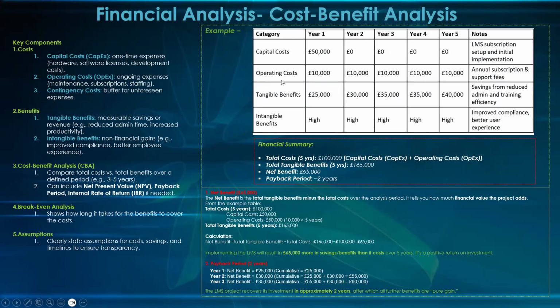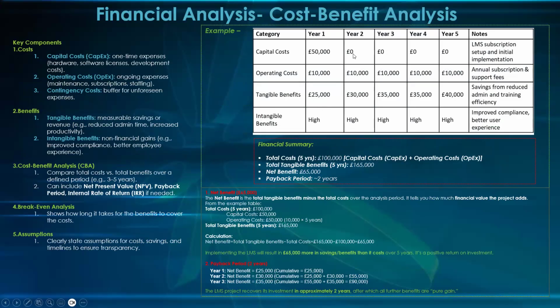We now have an operating cost of 10 grand within that first year, then tangible benefits. Within that year, we earned 25,000 pounds. So that's the tangible benefits. Now, intangible benefits you could see is high. Improve compliance, better user experience. Everything here is high. You understand? Everybody's happy.